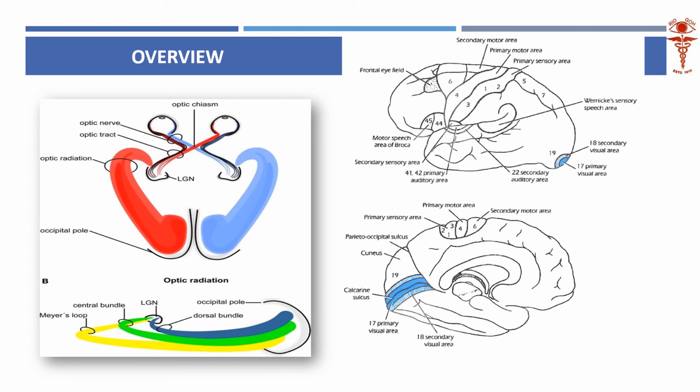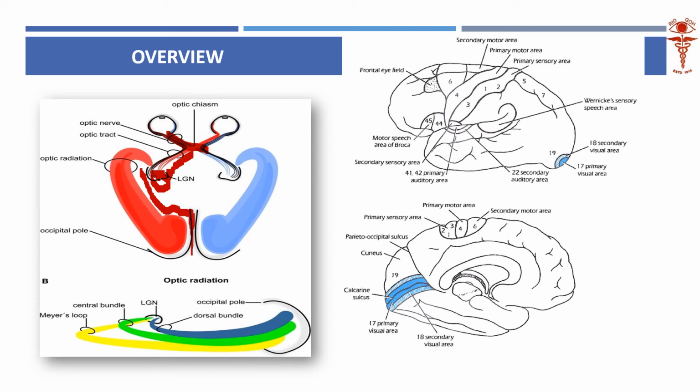Now, after the chiasma, what are we going to see? After the chiasma, this nerve we have finished. Then we have come to the chiasma. This chiasma we have finished. Now what do we have? We have the tract. Tract goes to where? It goes to the LGB. From the LGB, what happens? The radiation starts. And the radiation goes where? It goes to the cortex.